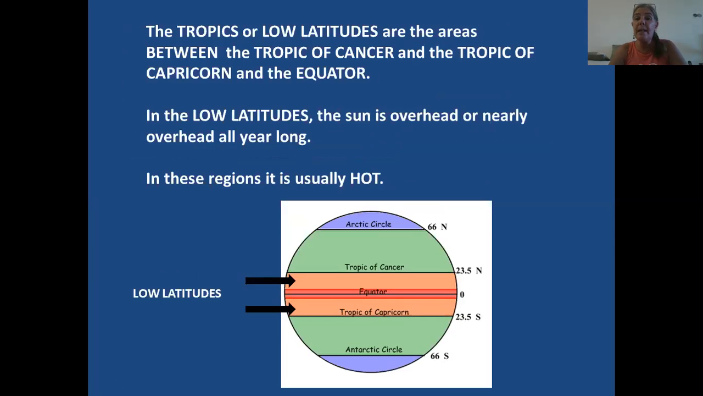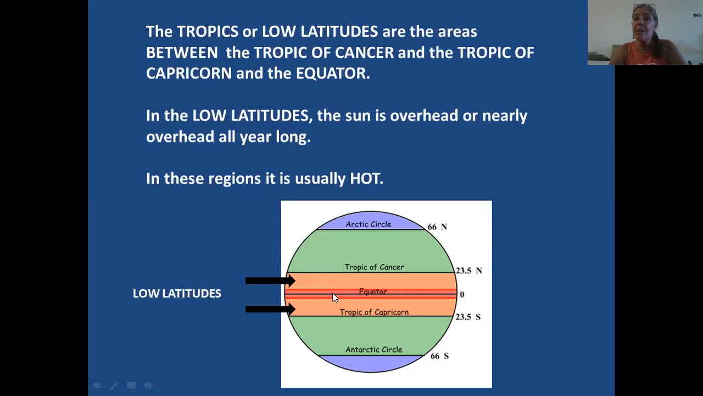The tropics, or low latitudes, are the areas between the Tropic of Cancer and the Tropic of Capricorn, and the equator. You can see them right here. We have the equator right in the middle of Earth. Then we have the Tropic of Cancer to the north, and we have the Tropic of Capricorn to the south. These two areas in between are the tropics, or the low latitudes.